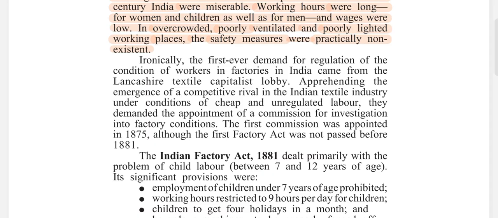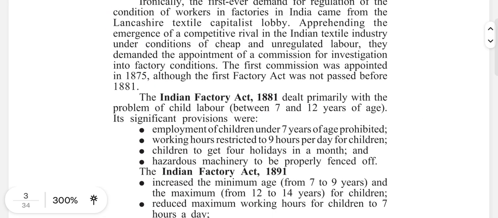The first commission was appointed in 1875. Although the first Factory Act was not passed before 1881, the Indian Factory Act, 1881, dealt primarily with the problem of child labor between 7 and 12 years of age. Its significant provisions were: employment of children under 7 years of age prohibited; working hours restricted to 9 hours per day for children; children to get 4 holidays in a month; and hazardous machinery to be properly fenced off.